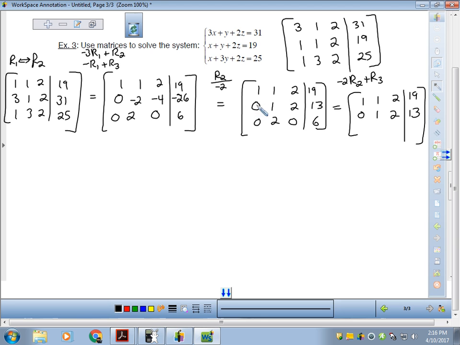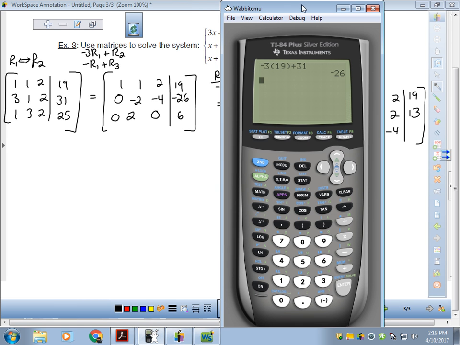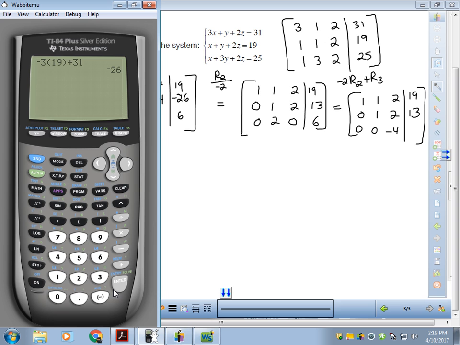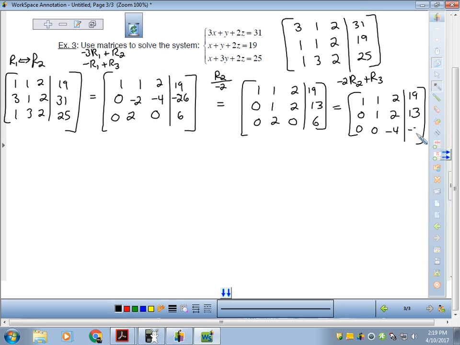Negative 2 times 0 is 0. 0 plus 0 is still 0. Negative 2 times 1 is negative 2. Negative 2 plus 2 is 0. Negative 2 times 2 is negative 4. Negative 4 plus 0 is negative 4. Negative 2 times 13, I'm going to do this one in the calculator here. Negative 2 times 13, and then I'm going to add that to 6. I get negative 20. Okay, so now I have a 0 there.